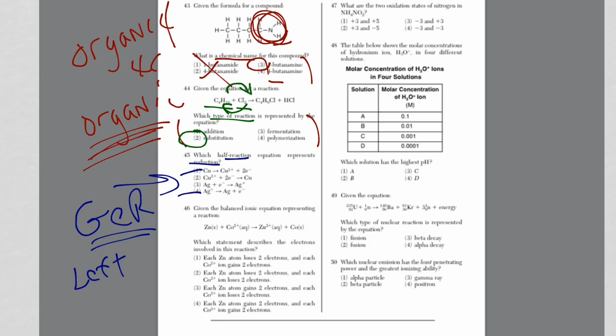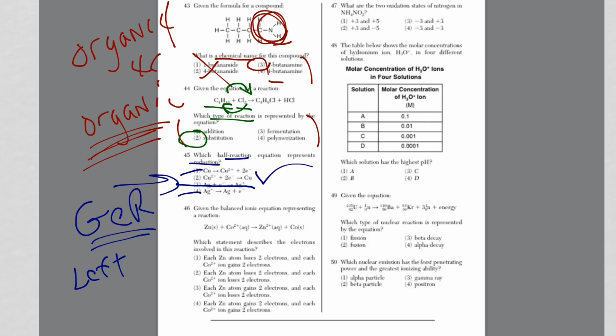Now remember, with redox reactions or half reactions, you have to balance in terms of mass and charge. It cannot be choice 3 because I can't have silver gaining an electron and becoming positive. That makes no sense. So it's not choice 3. So the only answer it can be is choice 2.